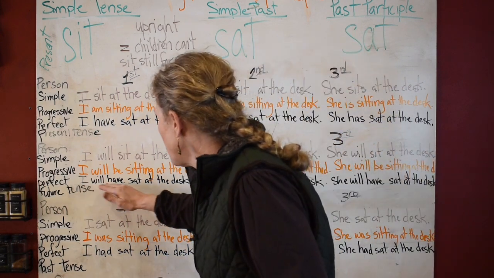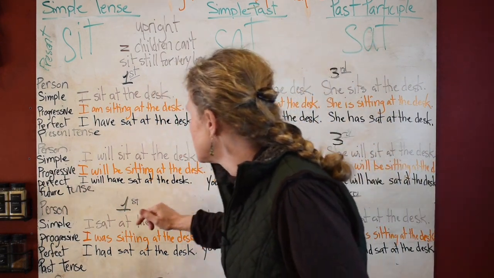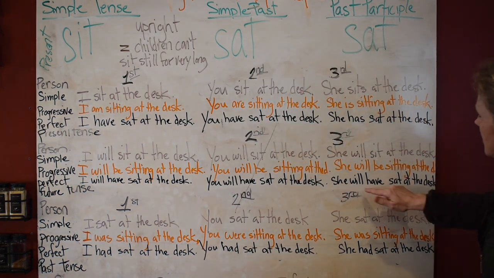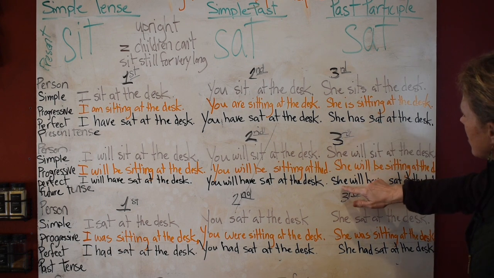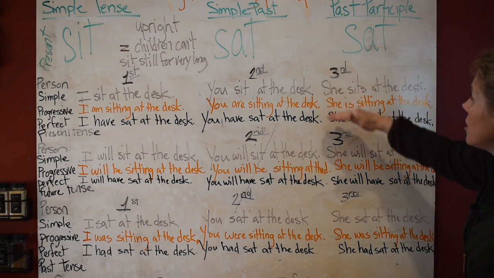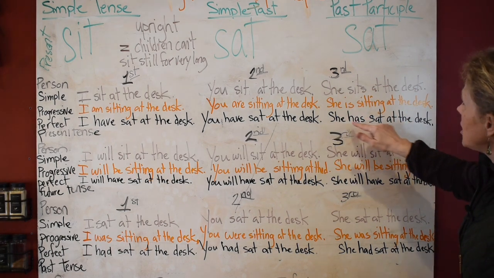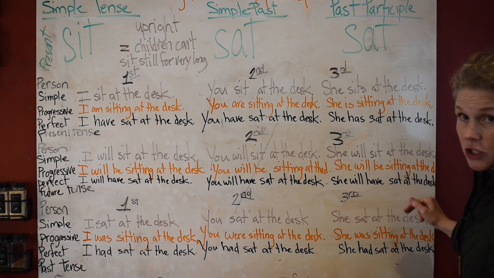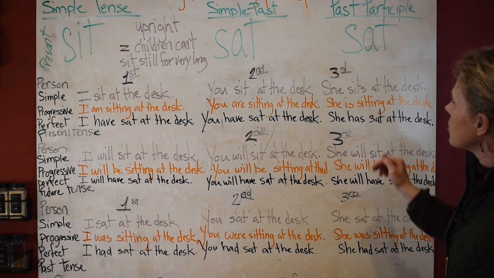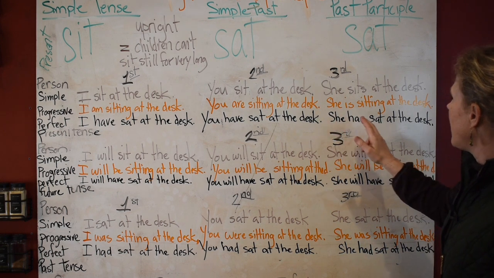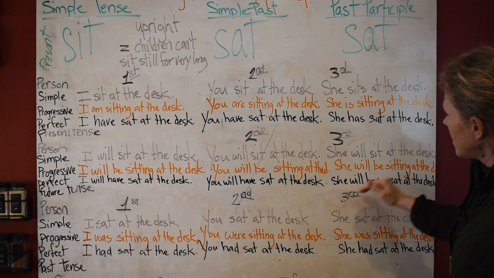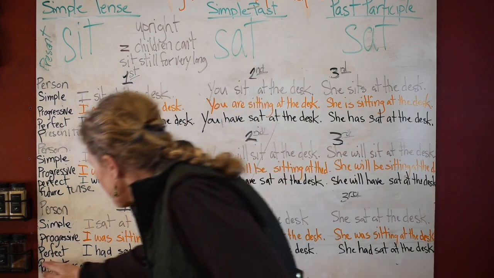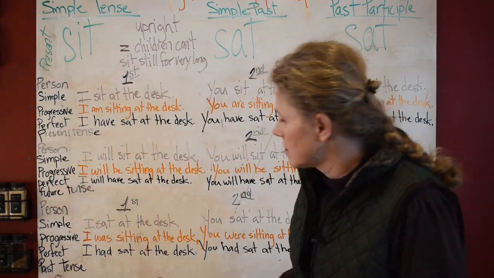So, I will have sat at the desk. You will have sat at the desk. She will have sat at the desk. See right here, we are just adding will. But look, third person changes: she has sat at the desk right here. So that will be a little bit different unless you are in the plural. If you're in the plural, you're going to say, they have sat at the desk. And then it will be the exact same thing: they will have sat at the desk. That won't change.